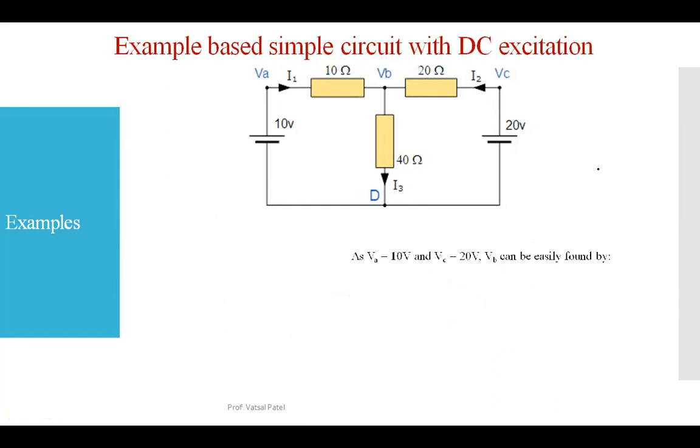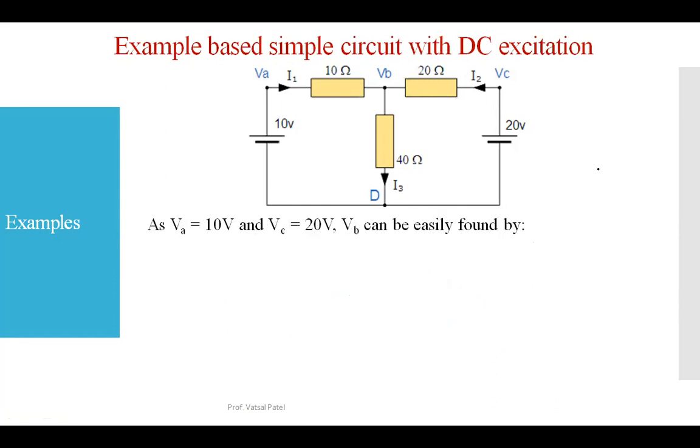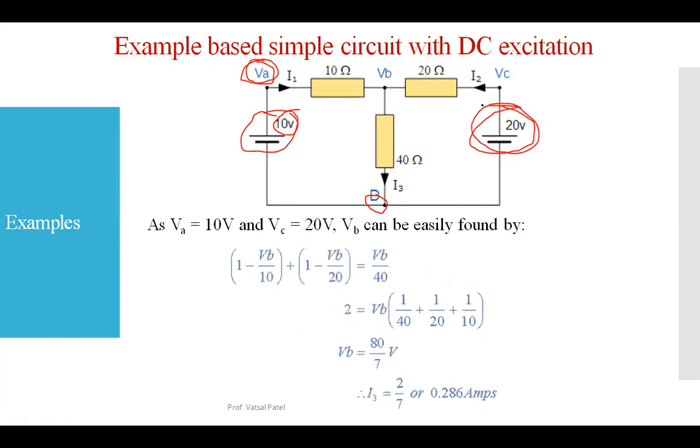Now, the VA potential is with respect to this 10-volt battery source here, and VC is of the 20-volt battery source with respect to this ground potential. So we can say that VA has a potential of 10 volt and VC has a potential of 20 volt. Now we can easily identify VB, just like given here.